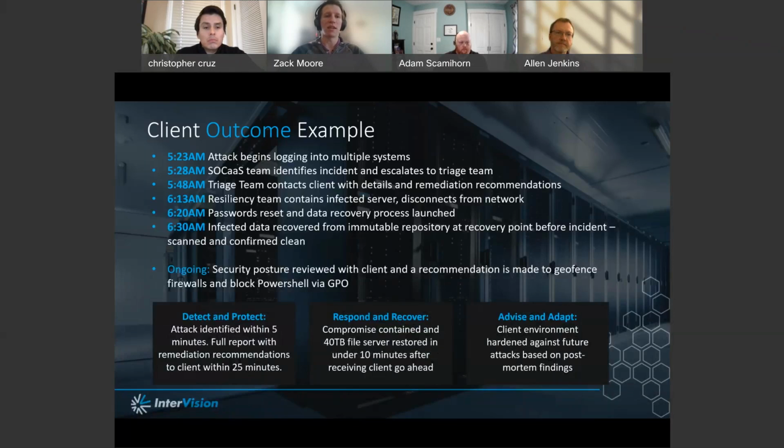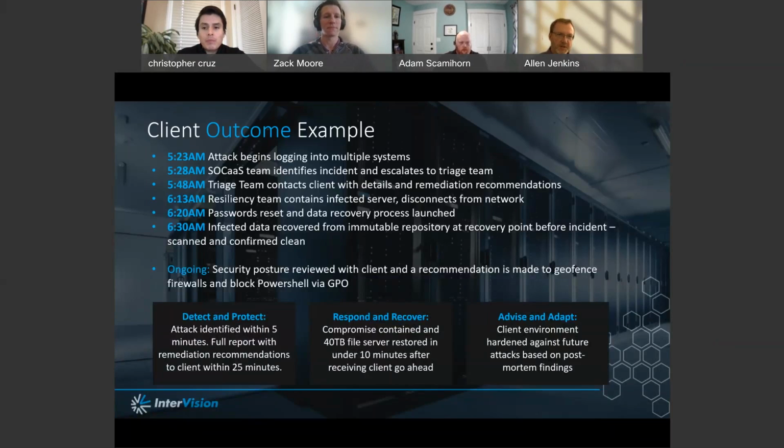And here we've got an actual example of how all these pieces fit together in the event of an actual incident. And I'm going to throw it back to Alan as an incident coordinator to run us through what happened here and what this all means.